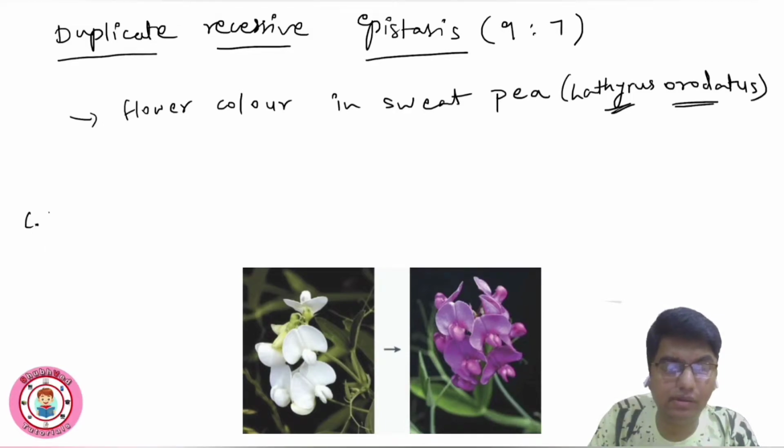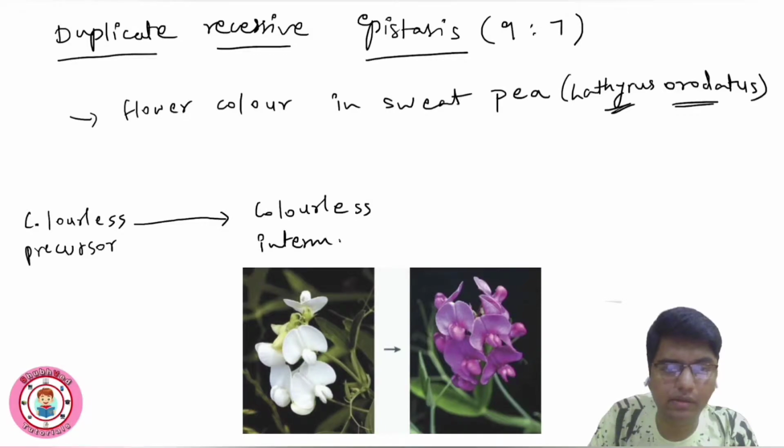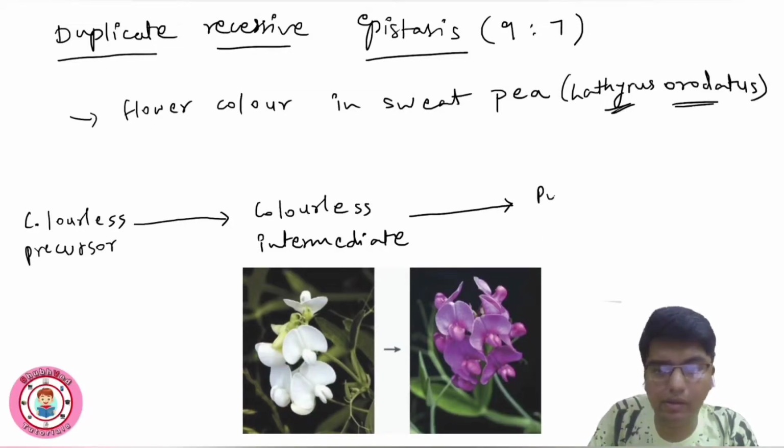See, this is the pathway. The colorless precursor, then a colorless intermediate, and here the purple pigment, anthocyanin.